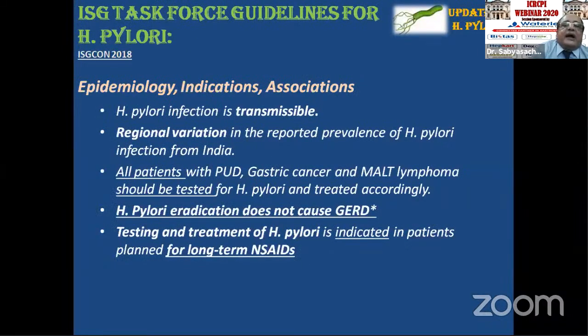ISD Task Force guidelines for H. pylori in 2018. They echo the same thing: it's transmissible, and regional variation has been noticed by the task force. They recommend all patients with PUD, gastric ulcer, and MALT lymphoma should be treated for H. pylori accordingly. H. pylori eradication does not cause GERD, unlike some people's thoughts.